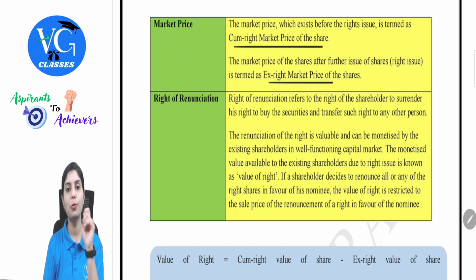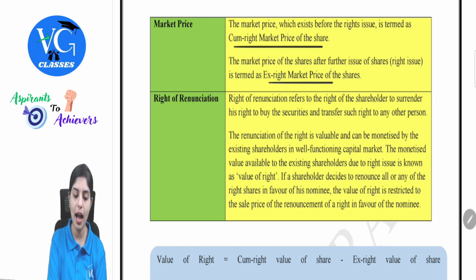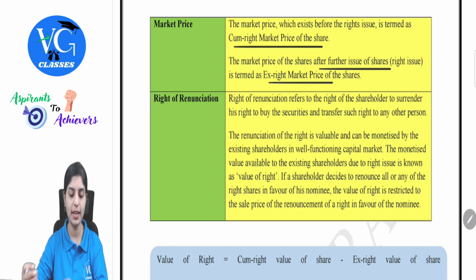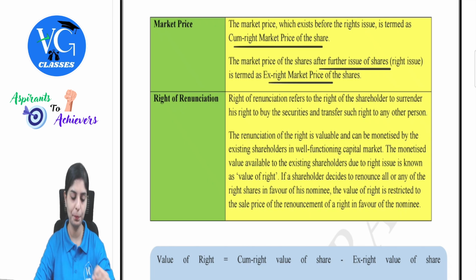The element of right, that is the right issue, will definitely have an impact on the market price of shares. So there will be two extremes which you can see: cum-right market price, which means market price before the right issue, and then there is ex-right market price, which is the market price after the further issue of shares. This is termed as ex-right price of the shares. I hope these two wordings are familiar now.